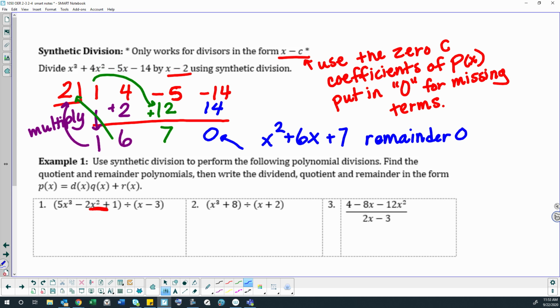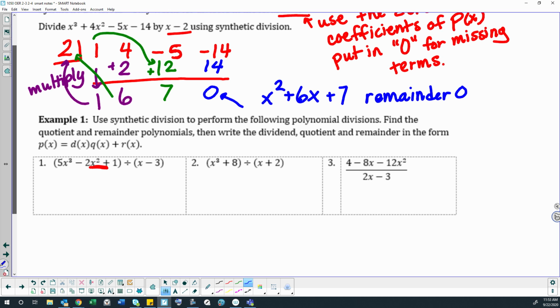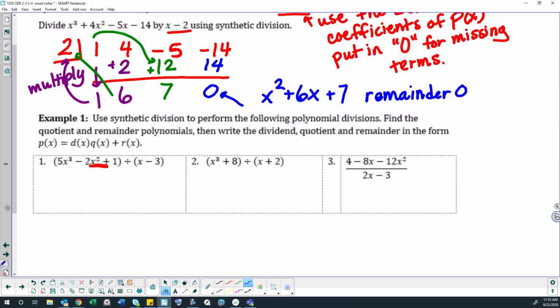Okay. Use synthetic division to perform the following polynomial divisions. Find the quotient and remainder. Then write the dividend, quotient, and remainder in the form, oh, see, I knew this was somewhere. P of x equals d of x times q of x plus r of x. So there's a whole different way of writing it, which is also true. I didn't write it wrong on the other page. I was just trying to remember where that was going to show up and why we cared. So basically, we're saying our original polynomial is going to be equal to our divisor times our quotient plus our remainder.